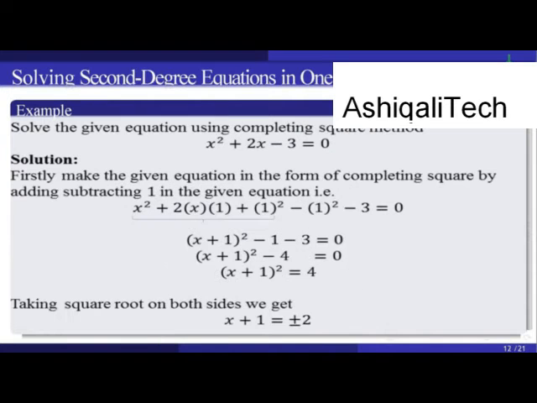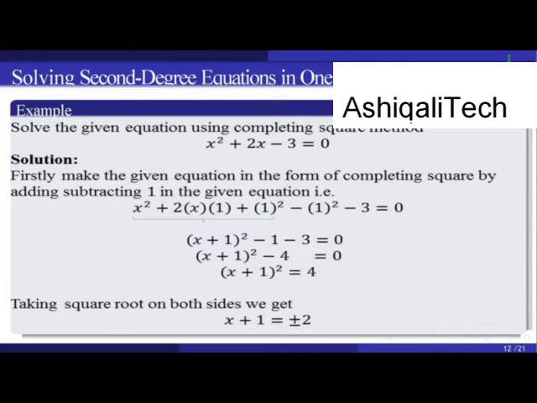Dear students, now we solve the same quadratic equation by using the third method, which is called the completing square method. So we have the quadratic equation x² + 2x − 3 = 0. First, we make the given equation in the form of completing square by adding and subtracting 1 in the given equation. That is, we write x² + 2 × x × 1 + 1² − 1² − 3 = 0. Dear students, in this step, we have added 1 and subtracted 1.